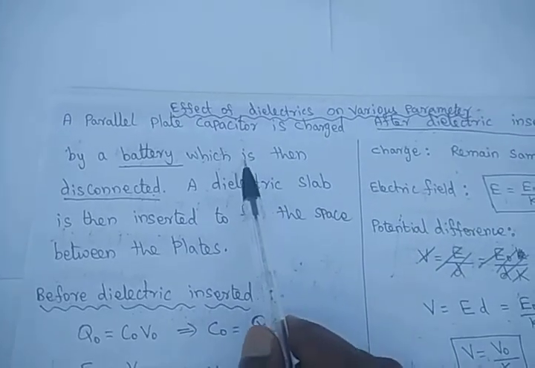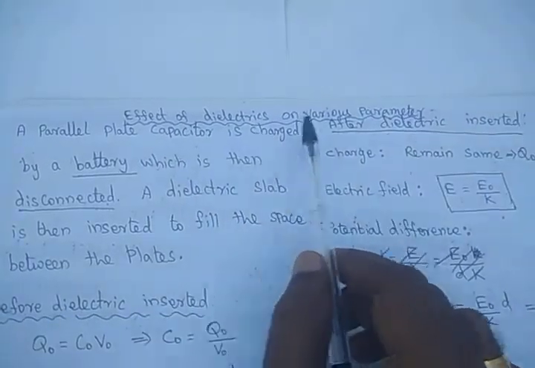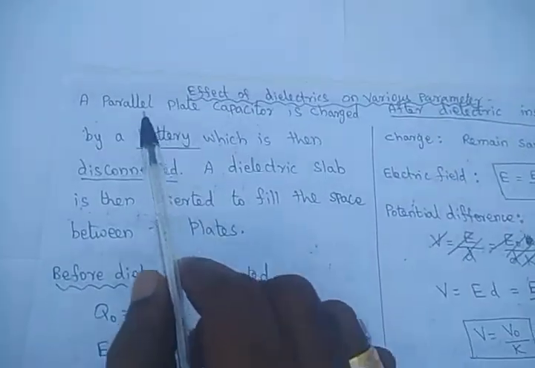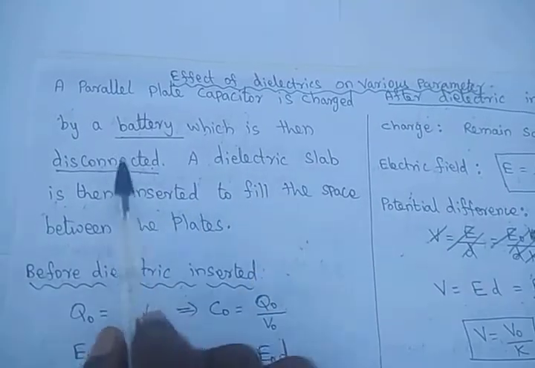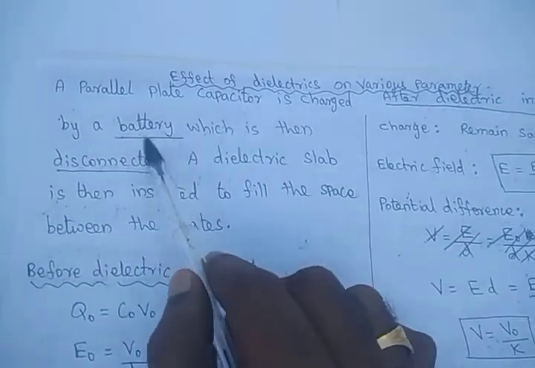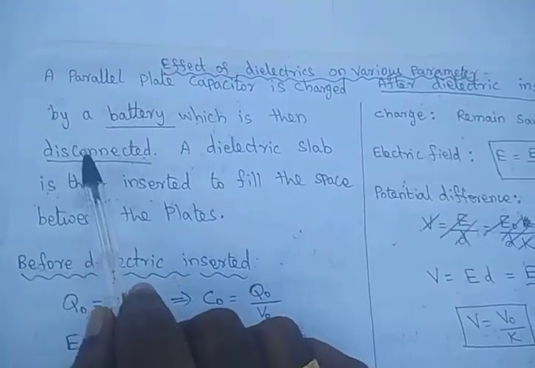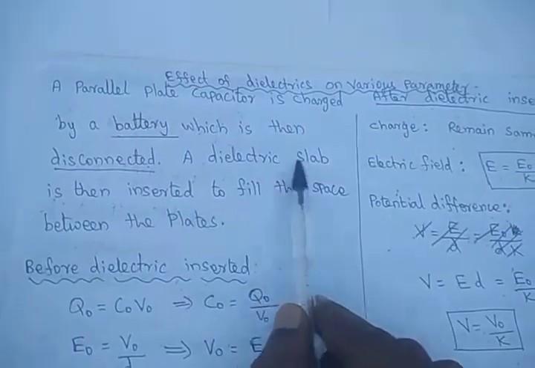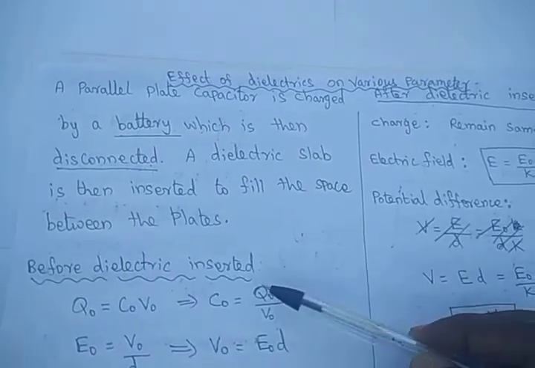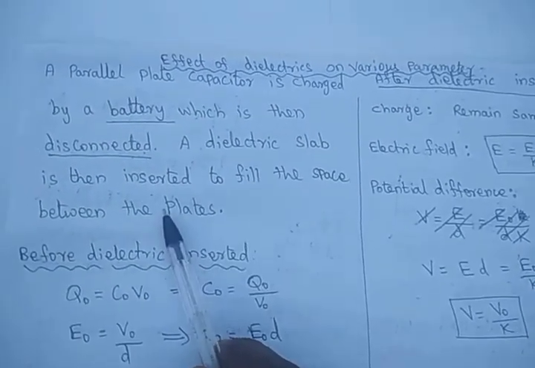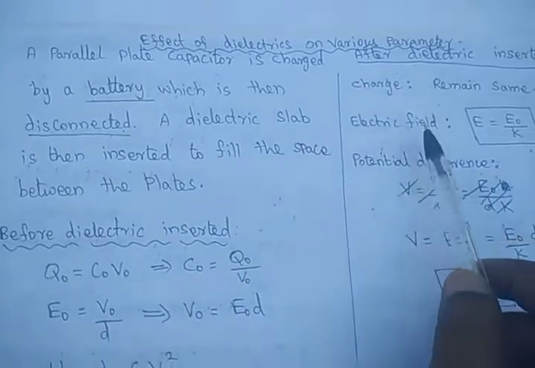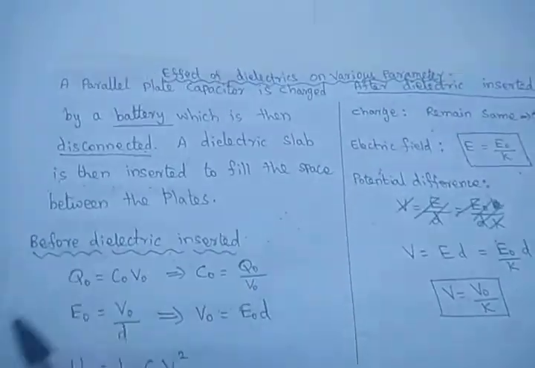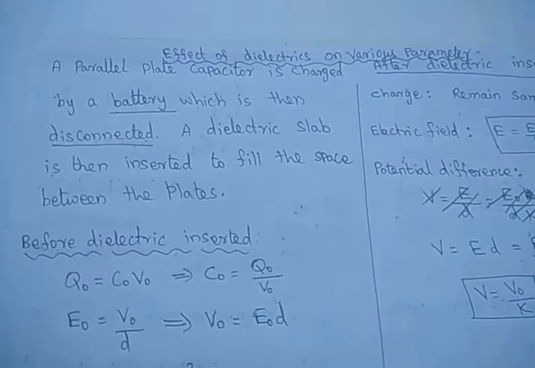Students, in this session, we are going to see the effect of dielectrics on various parameters. That means a parallel plate capacitor is charged by a battery and then disconnected. That means when the capacitor is charged fully, the battery is switched off. After that, a dielectric slab is inserted in between the plates of the capacitor. So what will be the change in charge, electric field, potential, capacitance, and energy stored in the parallel plate capacitor after the dielectric slab is inserted?